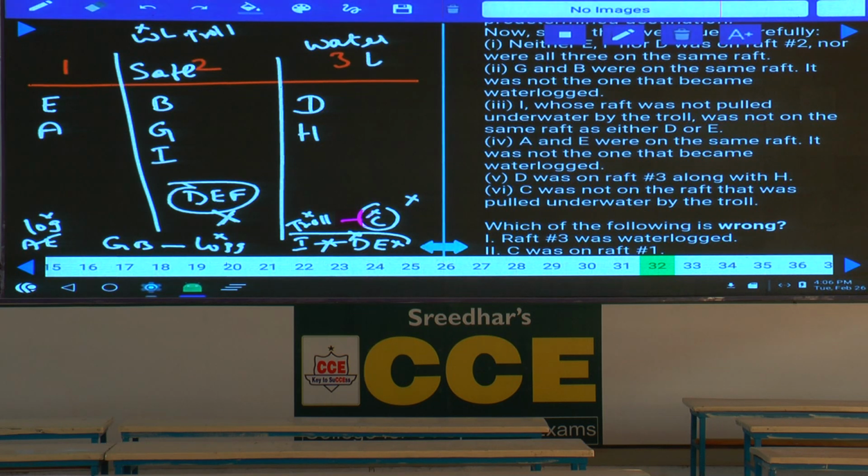If this is waterlogged, and C was not on the raft that was pulled by underwater, then this must be pulled by underwater, isn't it? This must be pulled by what? Underwater trawl. And C cannot be here, C must be here. If C is here, F will be here. Done with this? Underwater pulled by trawl: E, A and F safely reached the destination, B, G, I were waterlogged, that is D, H, C.